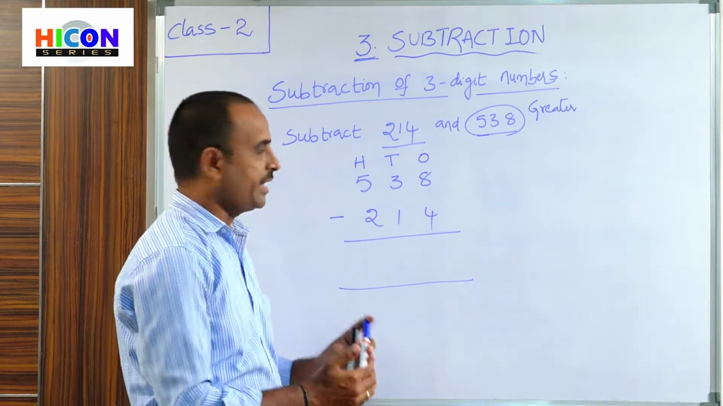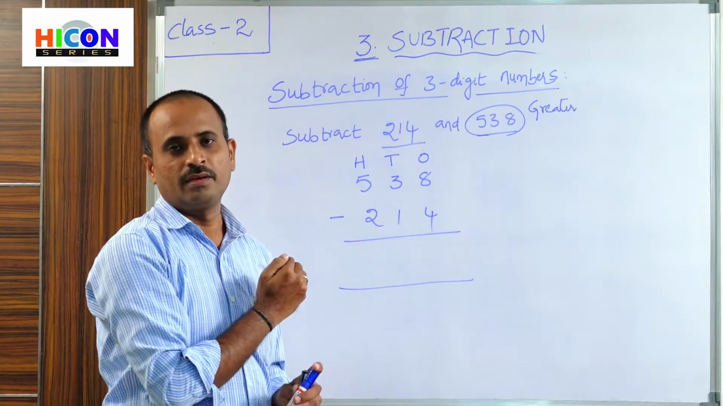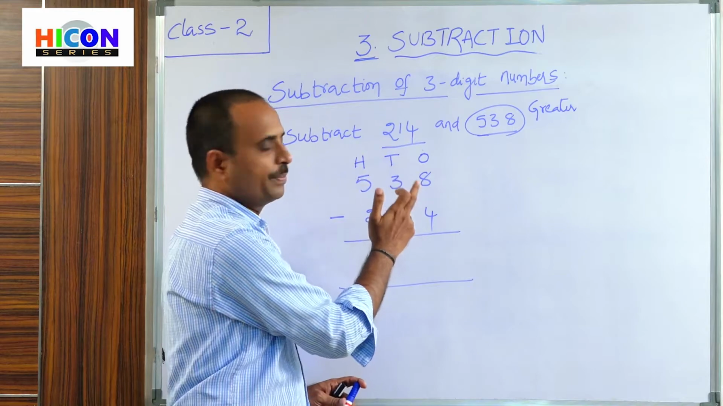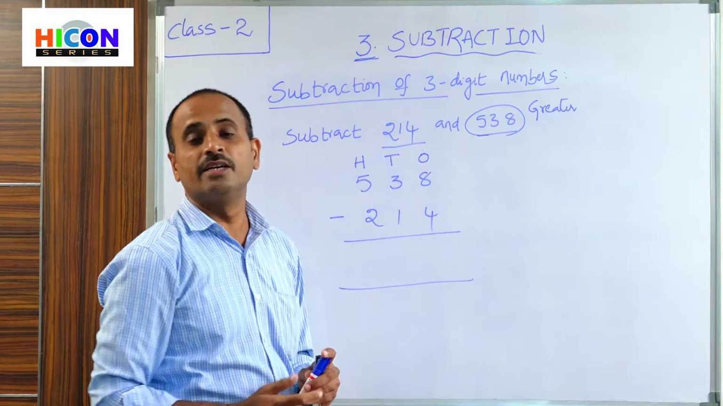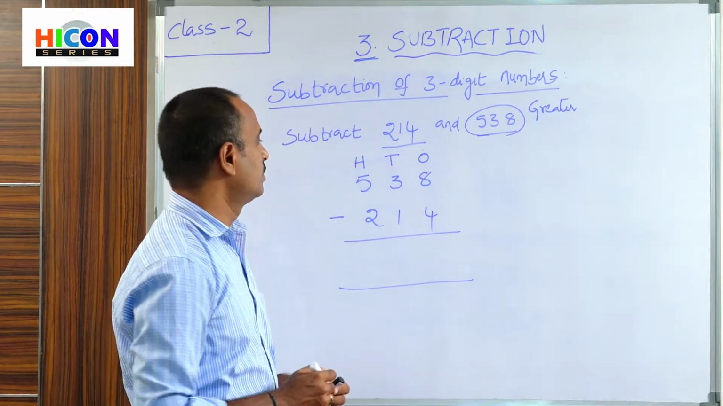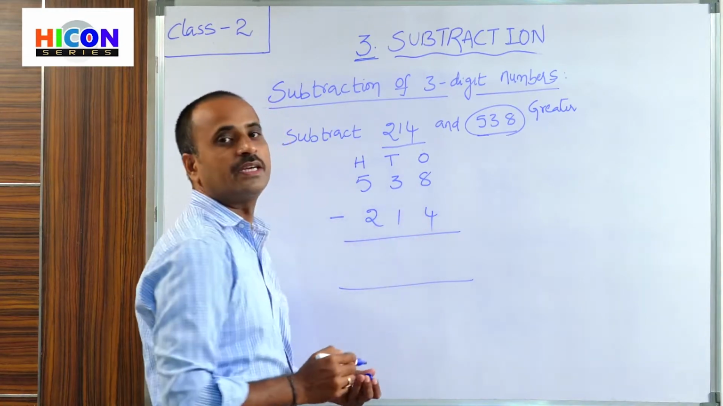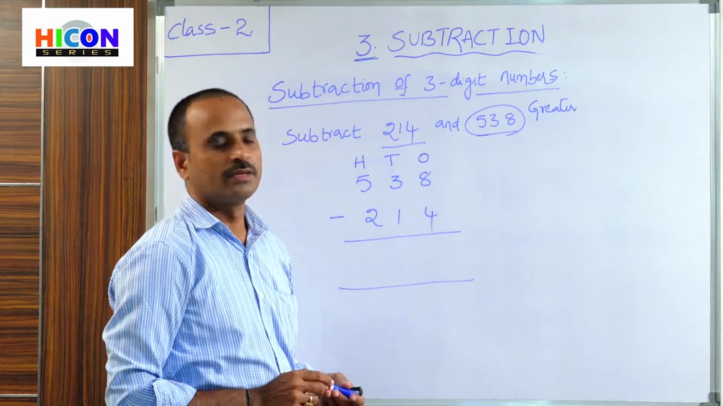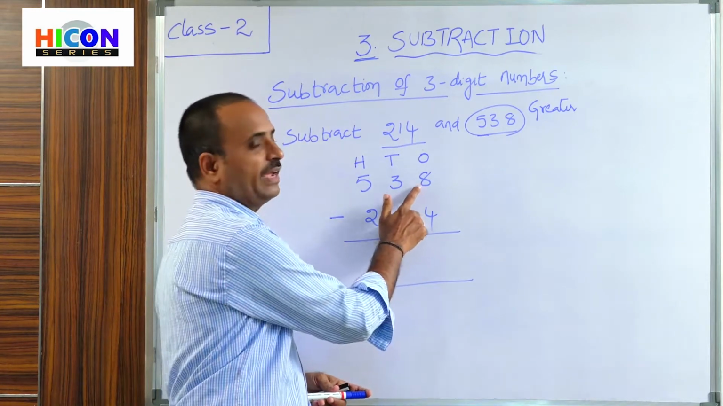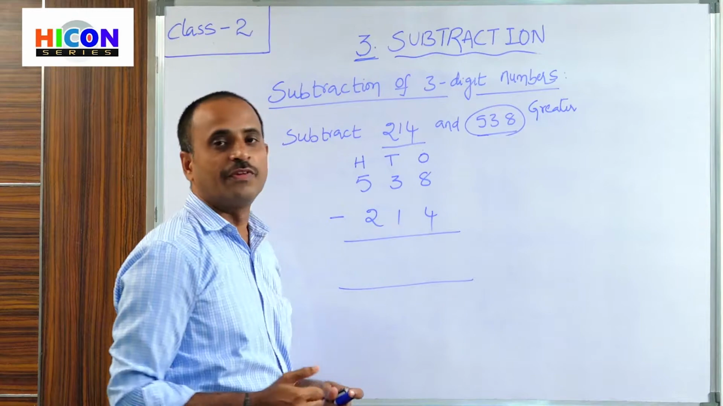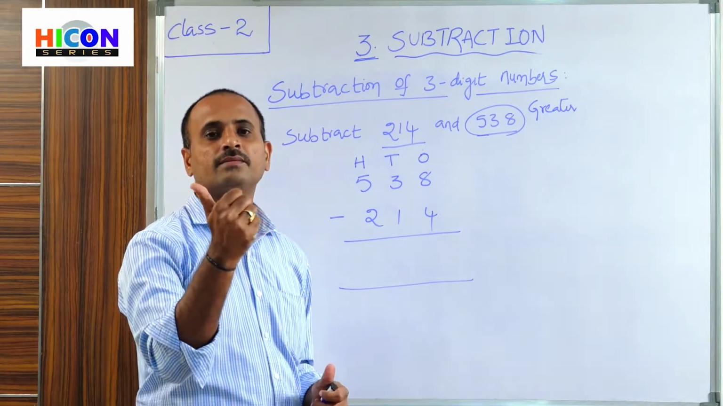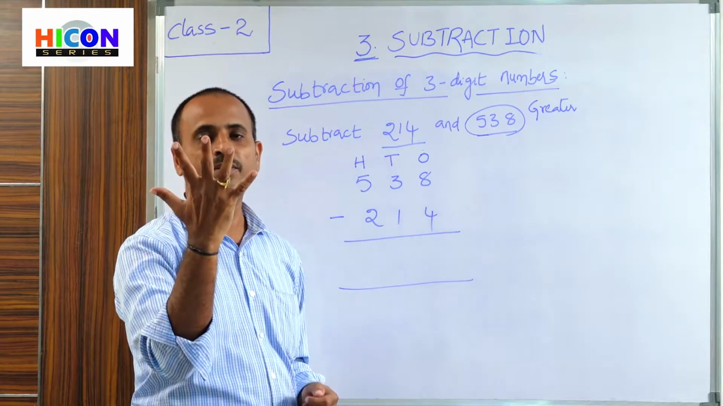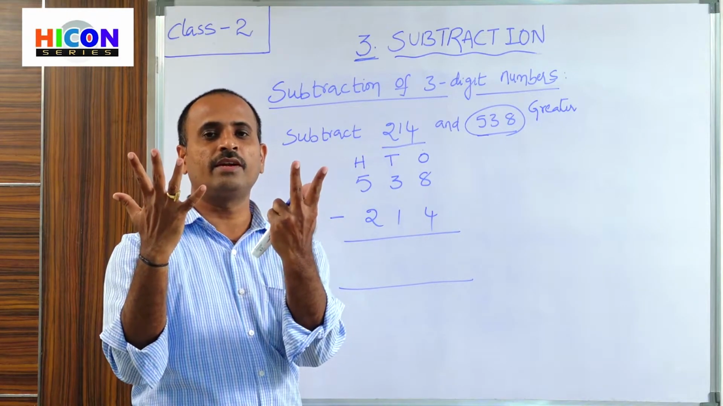Now start subtracting from the ones place. What are the digits present in the ones place? 8 and 4 are present in the ones place. So subtract 4 from 8. What is the first number? 8. So open 8 fingers of your hand. 1, 2, 3, 4, 5, 6, 7, 8.